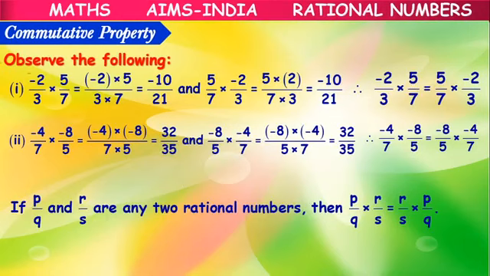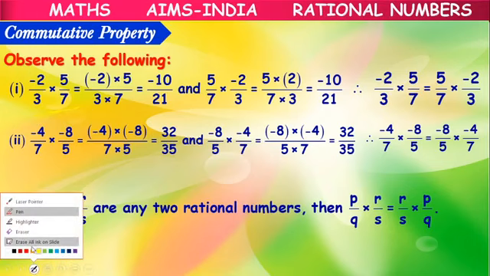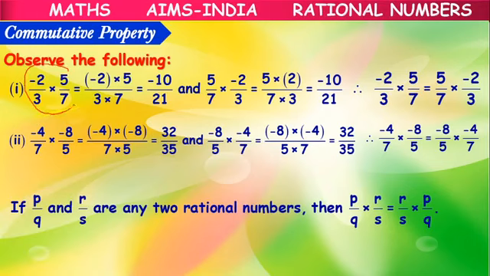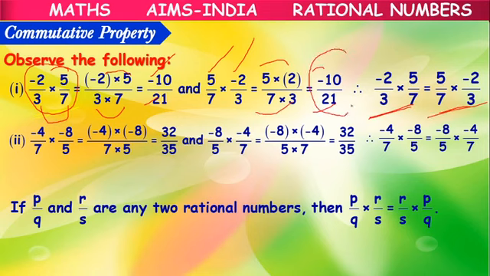Next, see the commutative property. We have taken two rational numbers and multiplied them this way: numerators product, denominators product, giving -10/21. Now we are changing the order. 5/7, the second rational number, comes first, and the first rational number goes second. Now we multiply again. But what is the result? In both cases, the result will be the same.